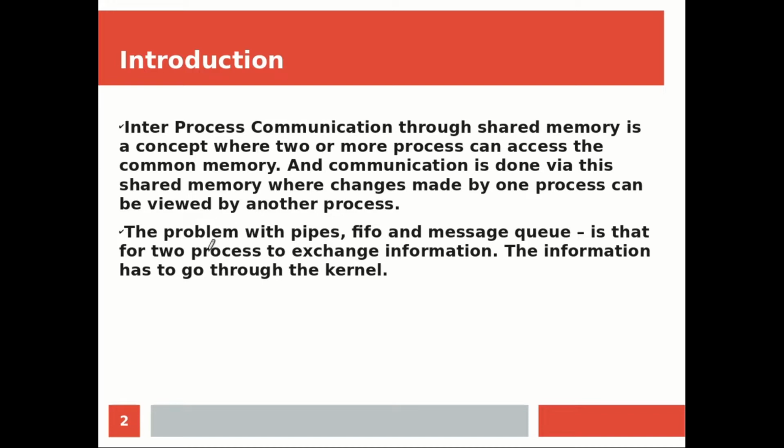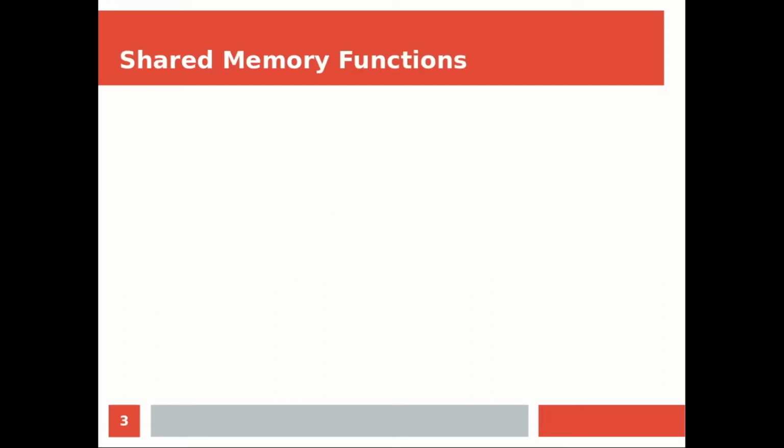The problem with pipes, FIFO and message queues is that two processes who want to exchange information or communicate with each other will have to go through the kernel. And this will slow down the execution of the processor. So that's why shared memory is an efficient way of communicating with each other.